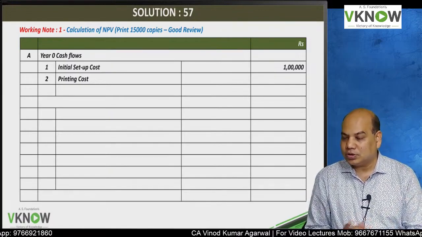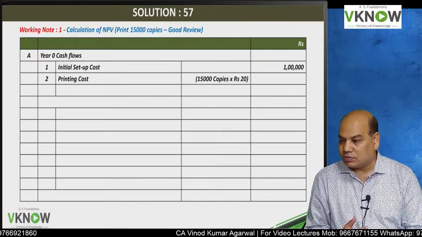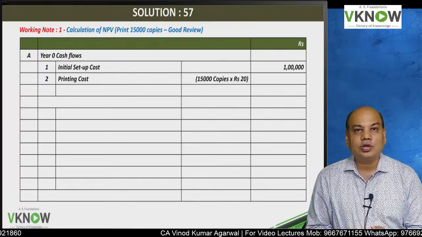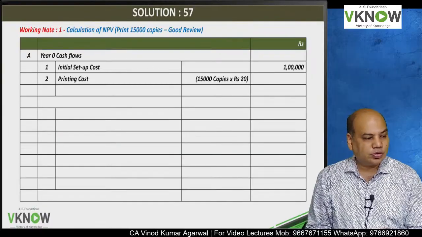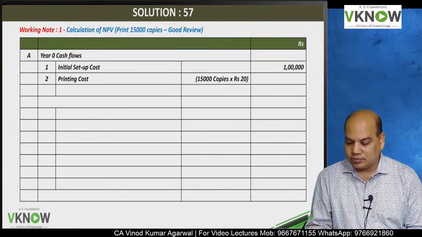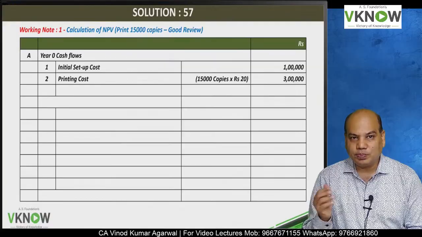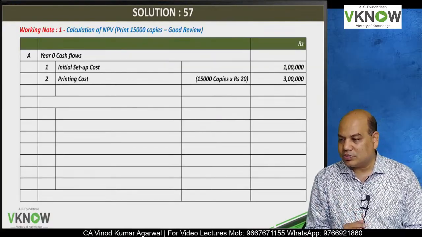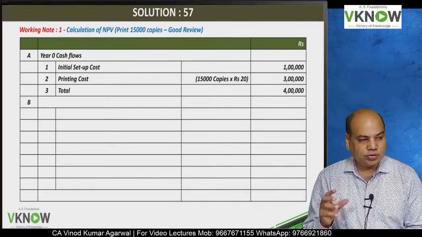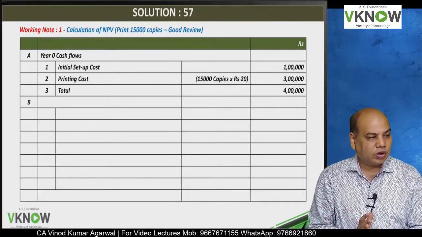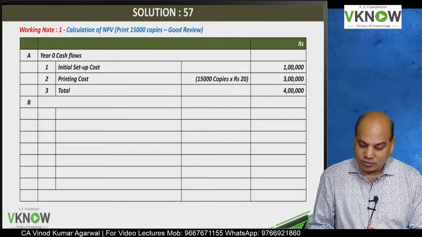Second is printing cost. Printing cost will be 15,000 copies into 20 rupees, that you have to incur today. Before selling the book, print the books. So that comes to 3 lakh. So write down total 4 lakh. So 4 lakh is my investment.